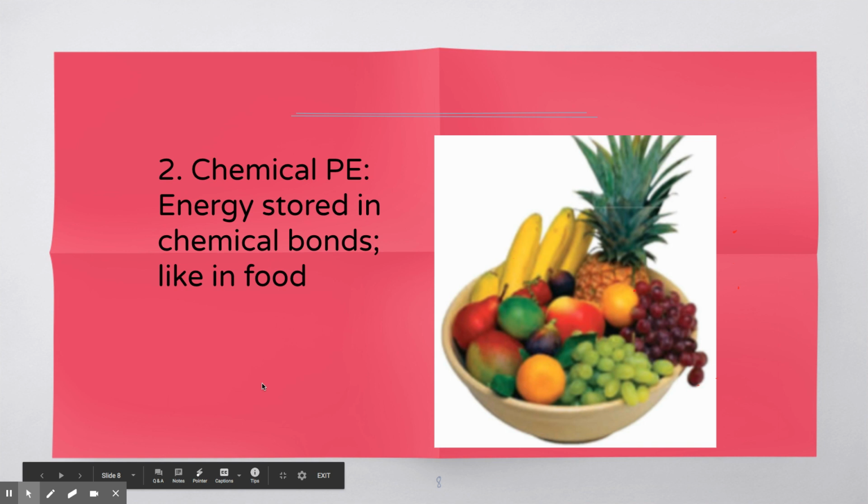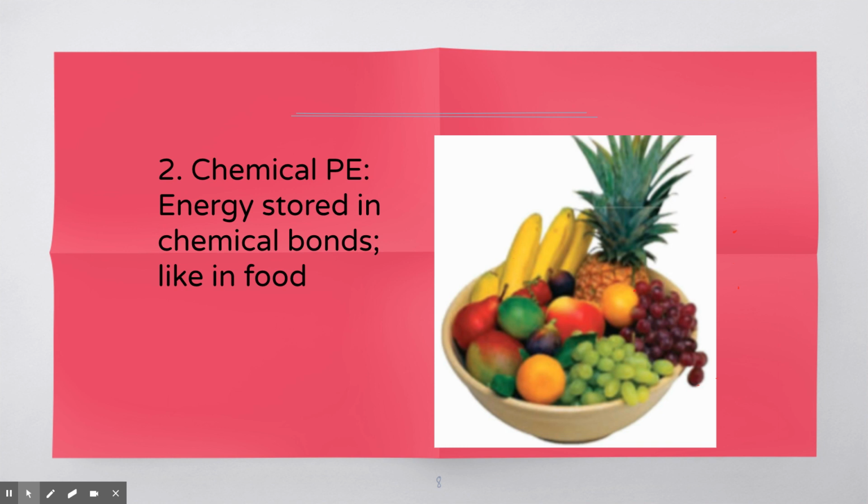Another type of potential energy is called chemical potential energy, and this is energy stored in chemical bonds, like in food. We know that we have to eat food in order to get energy. So our body eats food and breaks apart these chemical bonds at the molecular level in the food, and it releases energy, and our body can then use that energy for all of its processes and for movement. But it's stored in that food until it's ready to be used.